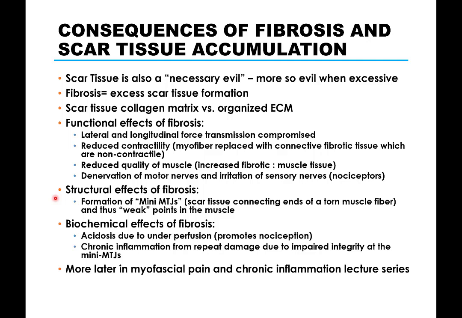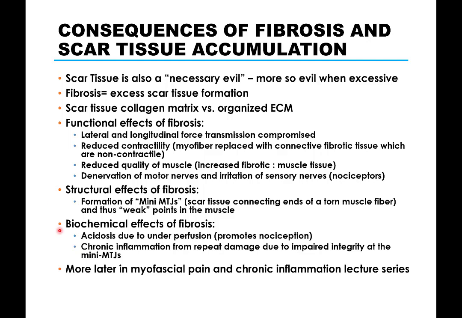This again creates further weak points within the MTU and causes greater susceptibility to muscle fiber damage and possible future strains. In other words, fibrosis reduces not only the functional strength of the MTU as indicated in the last bullet, but also the structural strength.